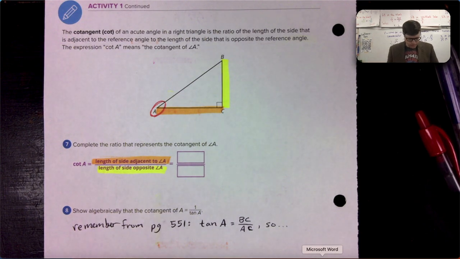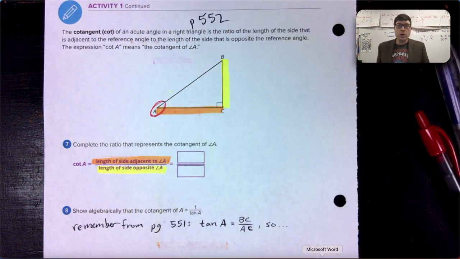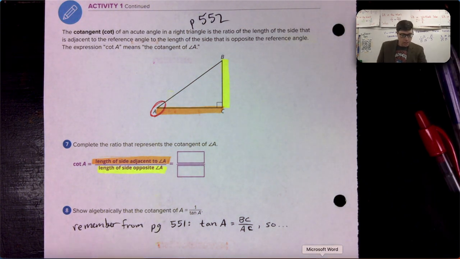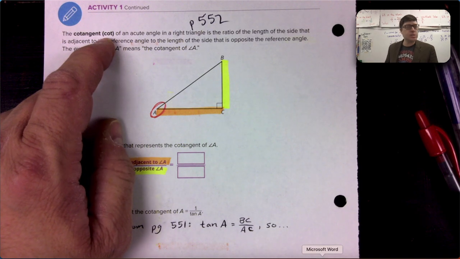Let's see here. Page 552, cotangent. This is called a cofunction, which means like a related function to tangent.